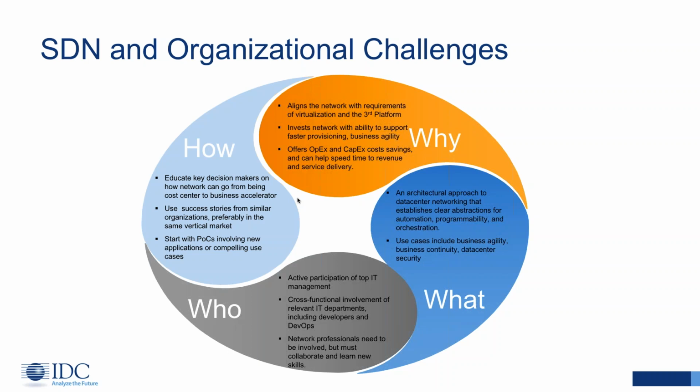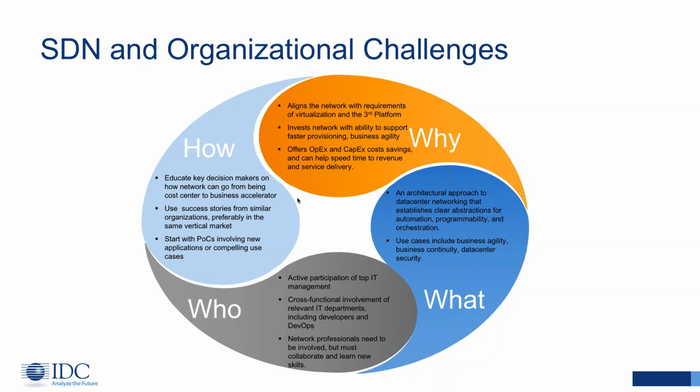So you can use success stories from similar organizations, preferably in the same vertical market, about how they've used the technology to enable their business transformation and to enable them to move forward with third platform applications. And you can start with simple proof of concepts that involve new applications or compelling use cases. Make sure early on that it's closely tied to the things that we talked about earlier and the things that are going to be important to your business going forward.